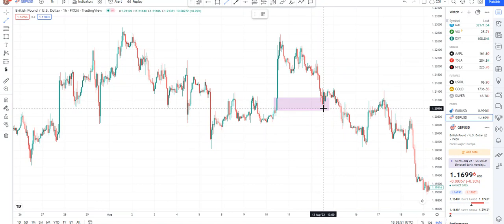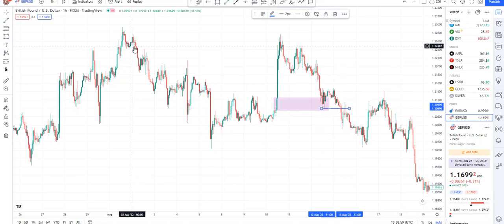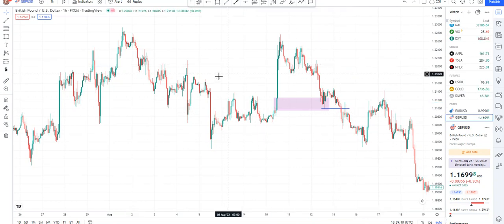Right. So once this point gets broken down, that will be a sign for you to probably join the sell because this downtrend is continuing. That will be a sign for you to start selling this pair. Also, we have another imbalance in here.